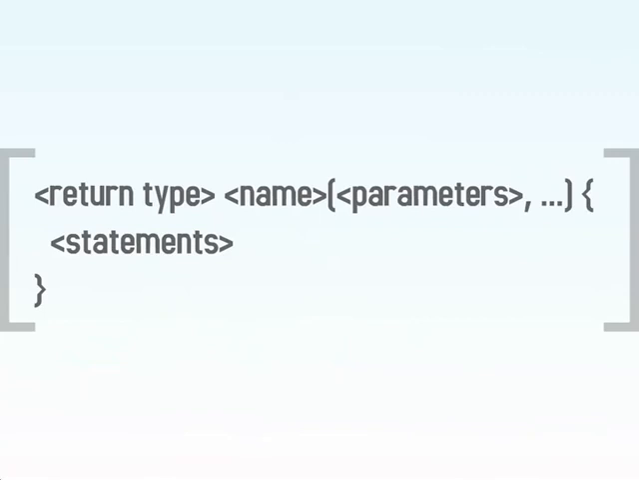So this is the really cryptic look at what a function looks like. There's a return type, a space, followed by the name of the function. Then you have the open parenthesis. Then you have any parameters that the function takes, and it can take anywhere from 0 to whatever number of parameters you want to pass in.